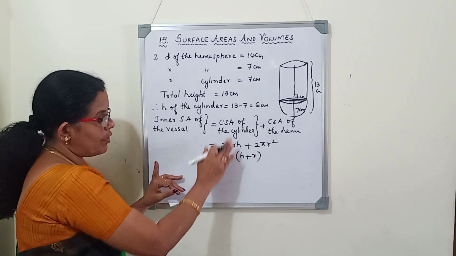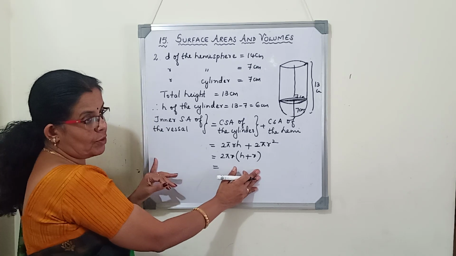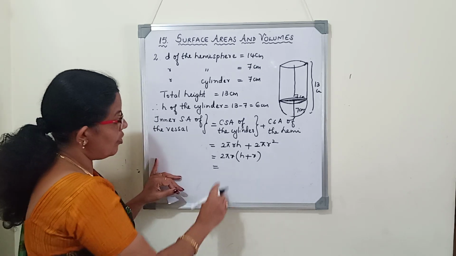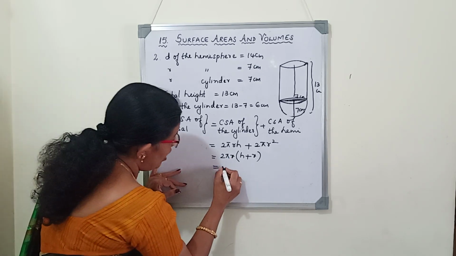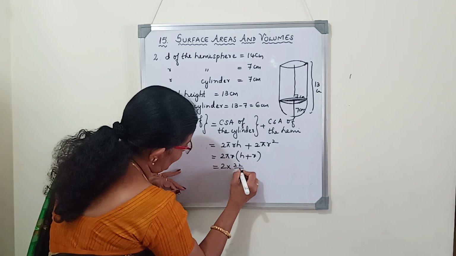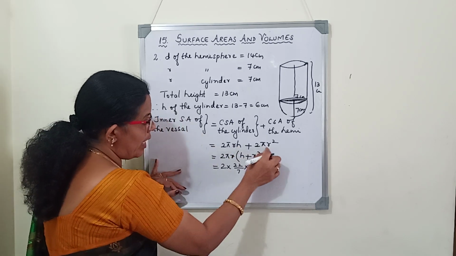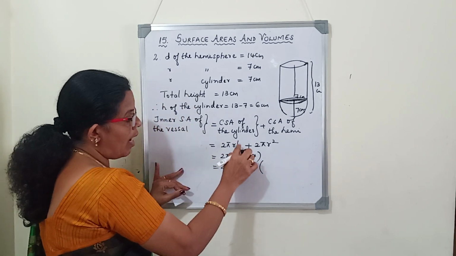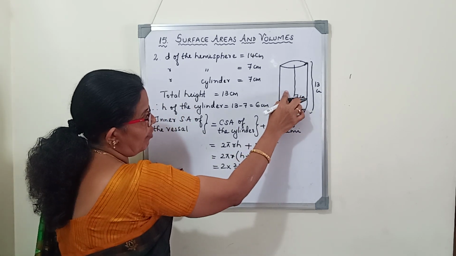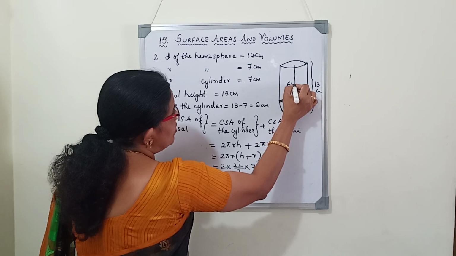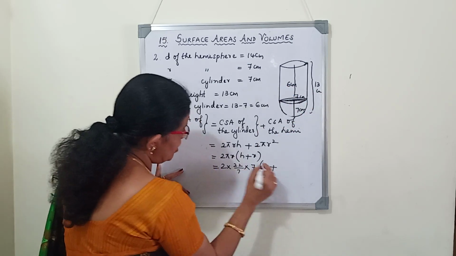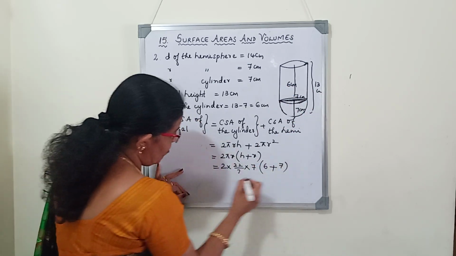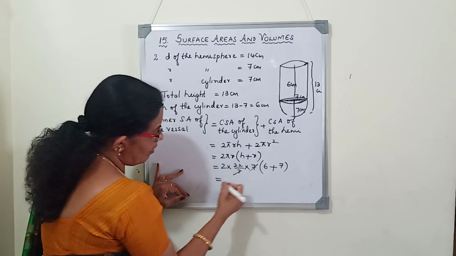Now we will substitute the values. Here they told us to take pi as 22 by 7. So 2 into 22 by 7 into radius. Both the radii are the same, so 7 is the radius. Height means height of the cylinder, we should be careful, it is 6 centimeter. 6 plus radius, again it is 7. So here 7 and 7 will cancel.